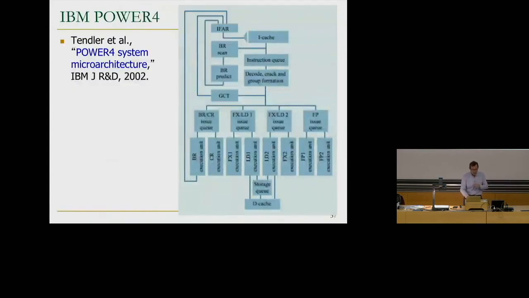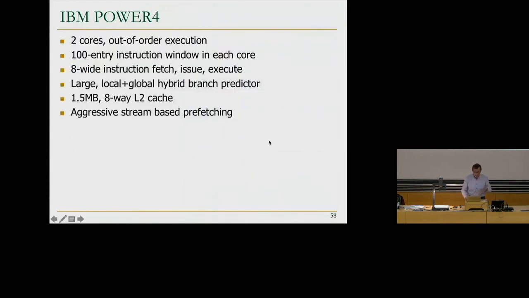This is IBM Power 4. It's also relatively old, but it's very similar again. And again, I'm not going to go through this in detail. IBM Power 4 was one of the first multi-core machines, actually. But each core had out-of-order execution with a 100-entry instruction window. And it was an 8-wide superscalar machine. It was able to fetch, decode and execute 8 instructions per cycle. We're going to get to superscalar execution later. And it had a hybrid branch predictor, which we're going to cover later on.